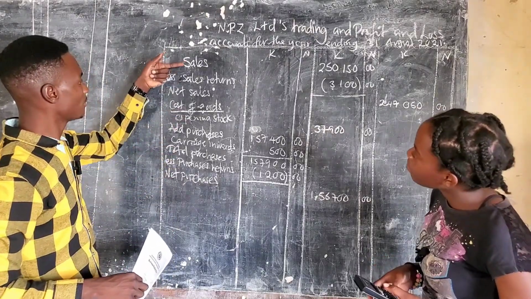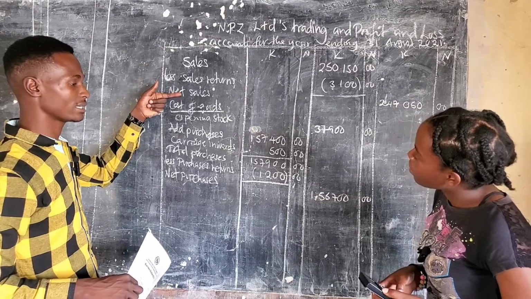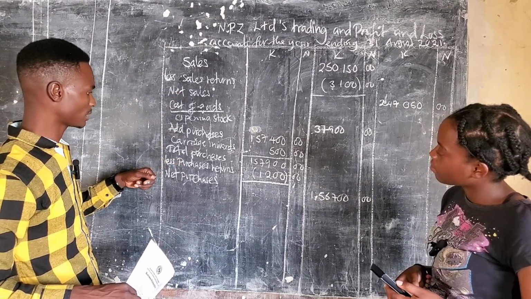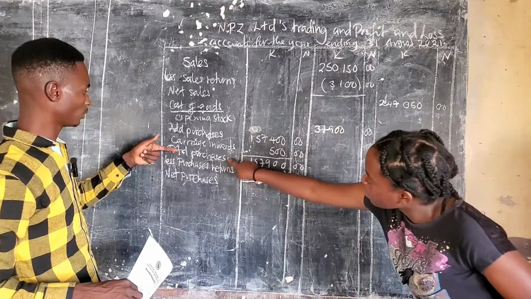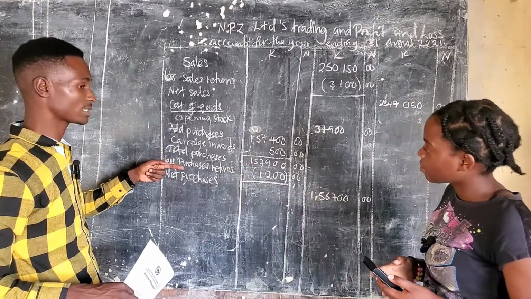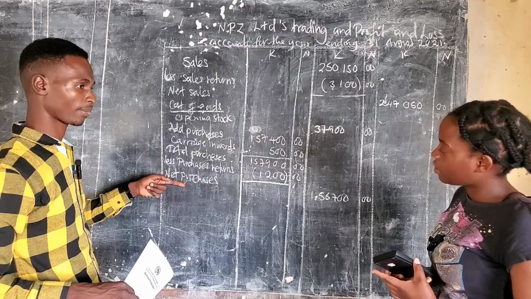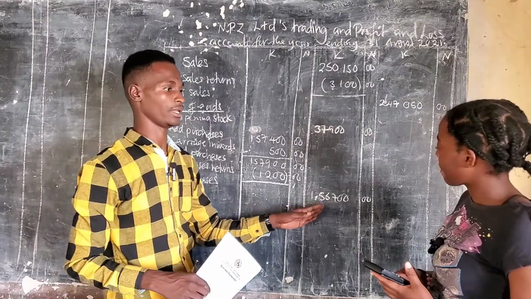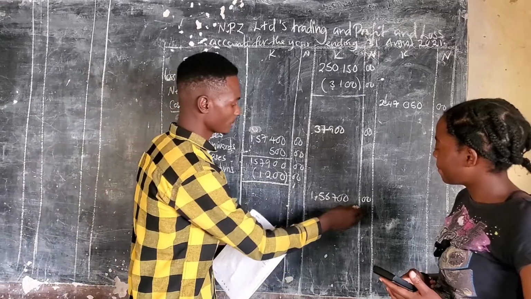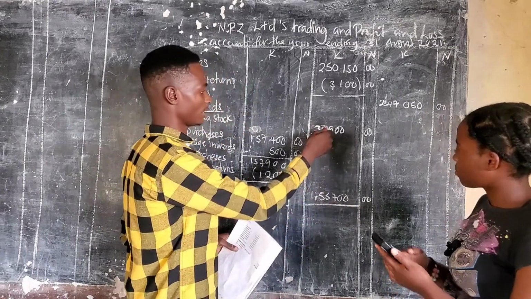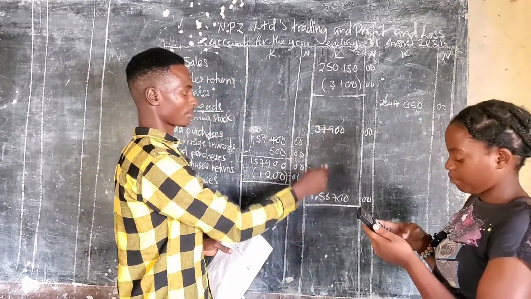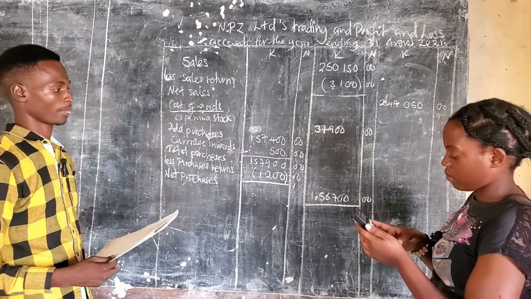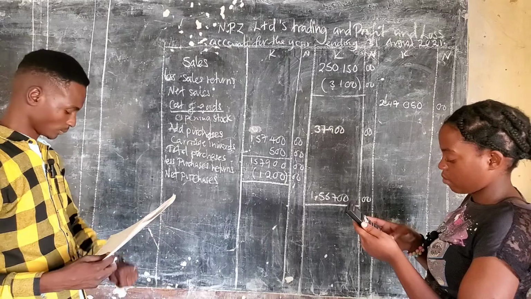Check. Sales minus sales returns is net sales. So, total purchases minus purchases returns is net what? Net purchases. So, we come here. We're going to draw a line here. Then we're going to add these two. What is the sum?